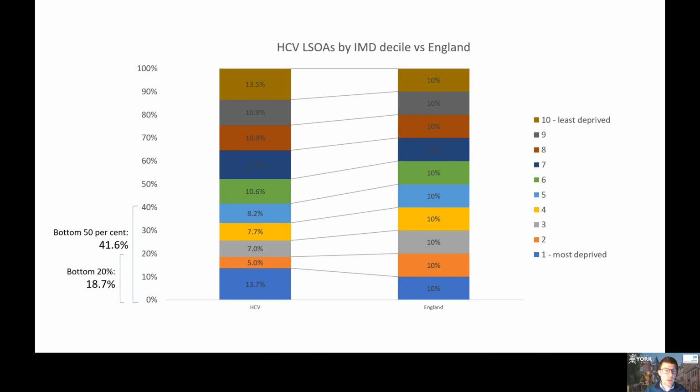But if we're thinking about the bottom 20%, actually it's lower. It's 18.7%, not 20%. And again, the bottom half, that's lower too. That's around 41.6% rather than 50%, which is the national.